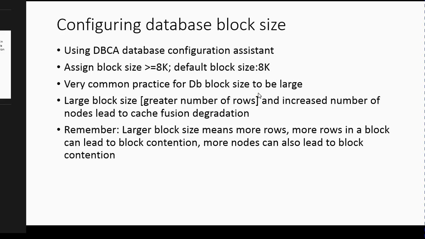But even though you might want to have more rows stored inside of your block, you would actually have a problem with cache fusion, the high-speed interconnect. If you have a two node setup, for example, you have rows 1, 2, 3 on one node, and then rows 1, 2, 3 on node 2. Cache fusion is going to be doing a lot of thinking, going back and forth.